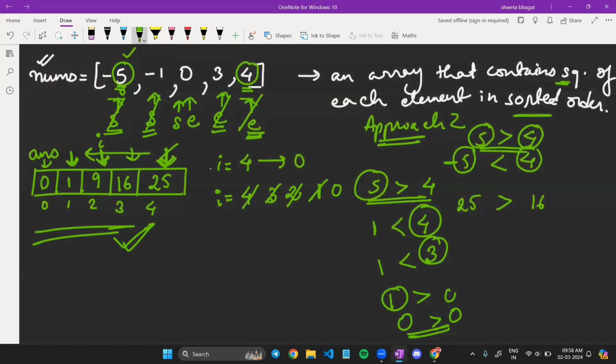You can see that we have 0, 1, 9, 16, 25. So 0, it's the square of this. 1, it's the square of this. 9, it's the square of 3. 16 is the square of 4 and 25, it's the square of -5. And this is our answer. So now let's quickly code this.